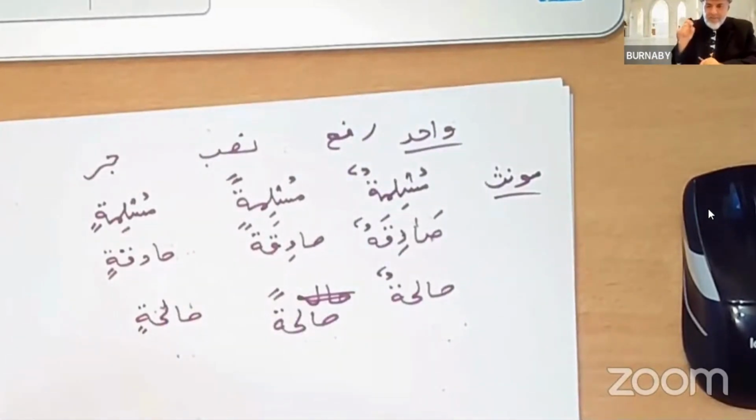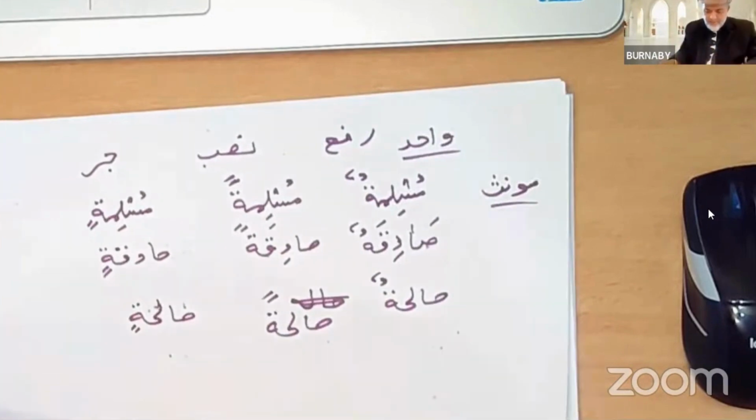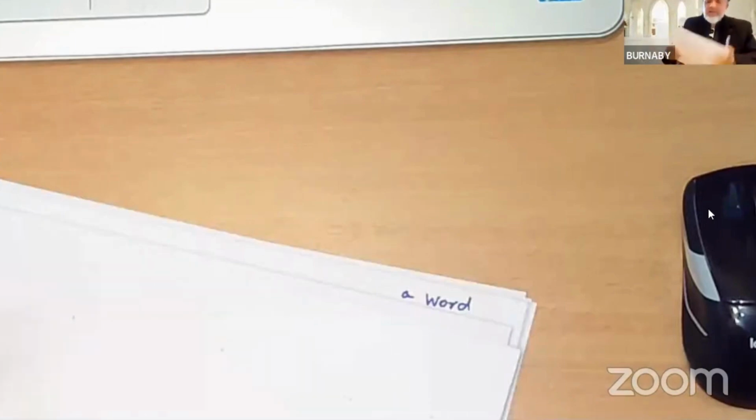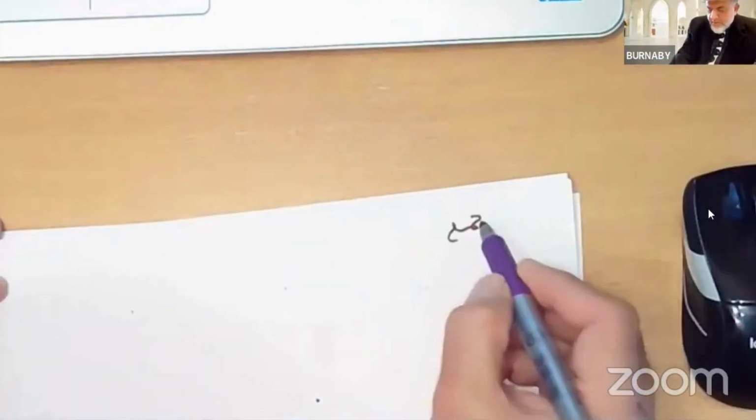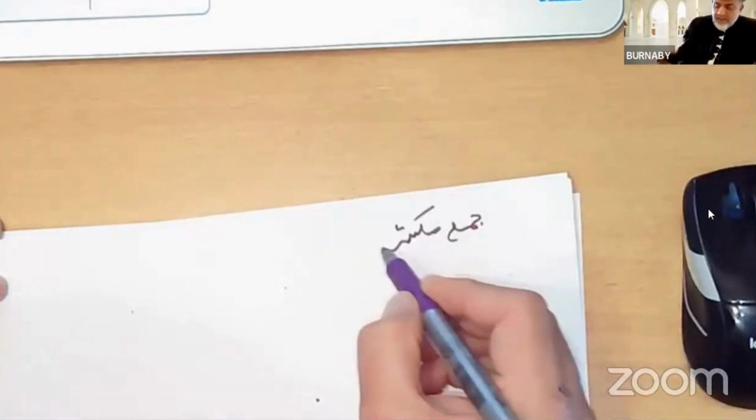So finding the status of a Wahid is pretty easy, correct? Yes. Okay, very good. Now the second part. Let's look at some Jama Mukassar examples.